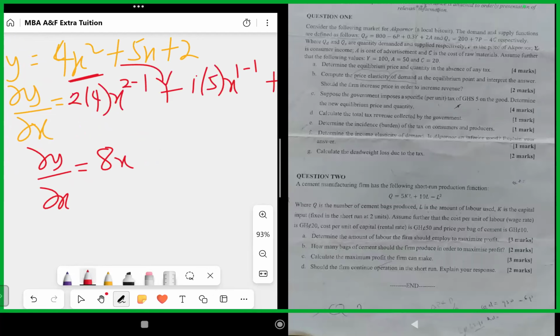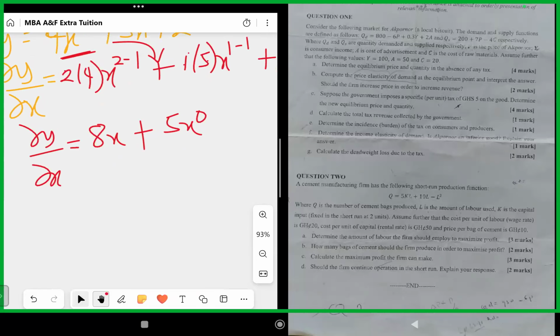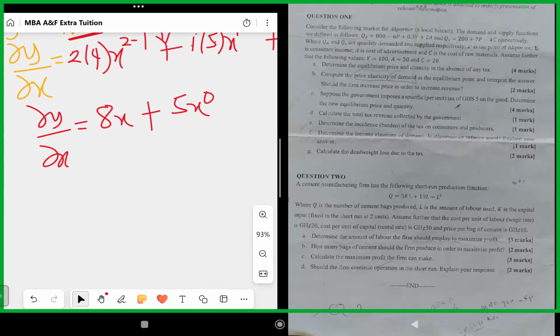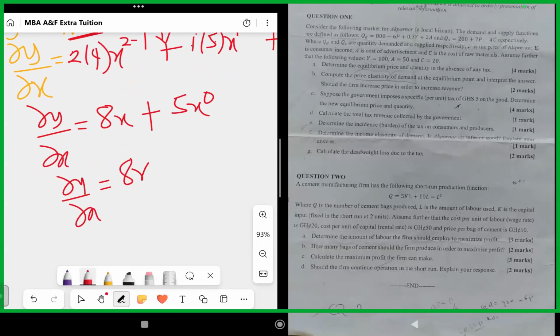Then followed by plus 1 times 5, and the x has an exponent of 0. Then the other one is plus 0, it's not written. Whenever a variable, or anything, is raised to the power 0, we say it's 1. So we're going to have dy/dx equals 8x still, because I've not differentiated this again. I'm just repeating it. Plus 5 times 1, and 5 times 1 will give me 5.